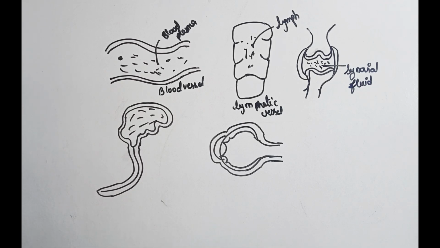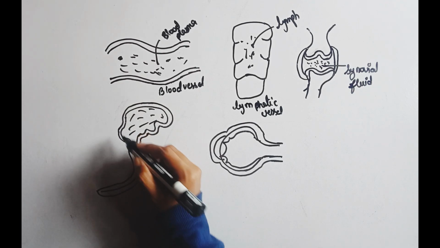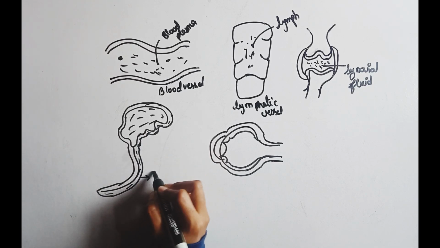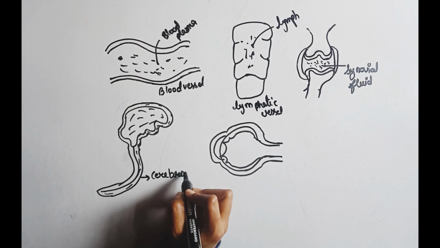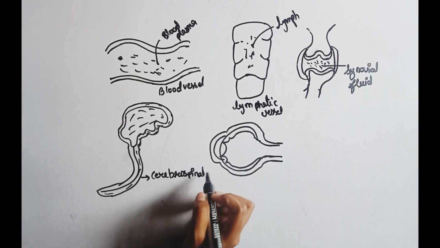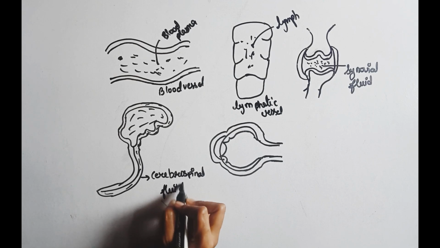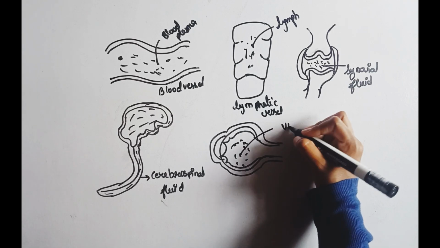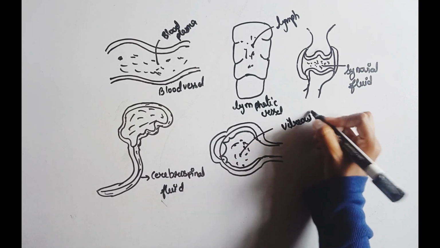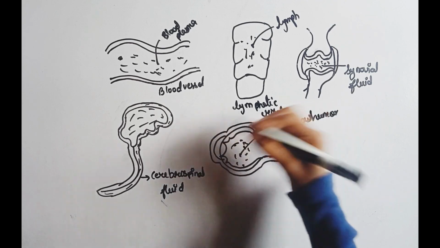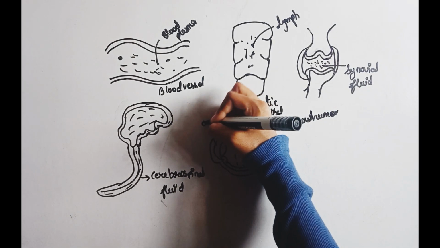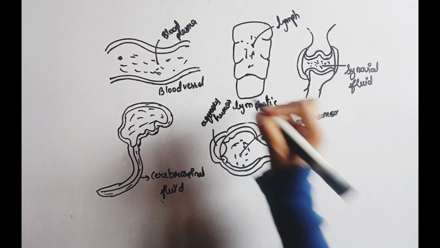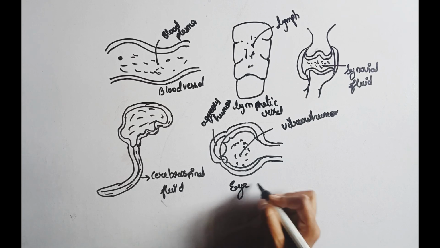The extracellular fluid surrounding the brain and spinal cord is called cerebrospinal fluid. The extracellular fluid present within the vitreous body is called the vitreous humor, and that present within the cornea is called the aqueous humor. So this is the eye structure.